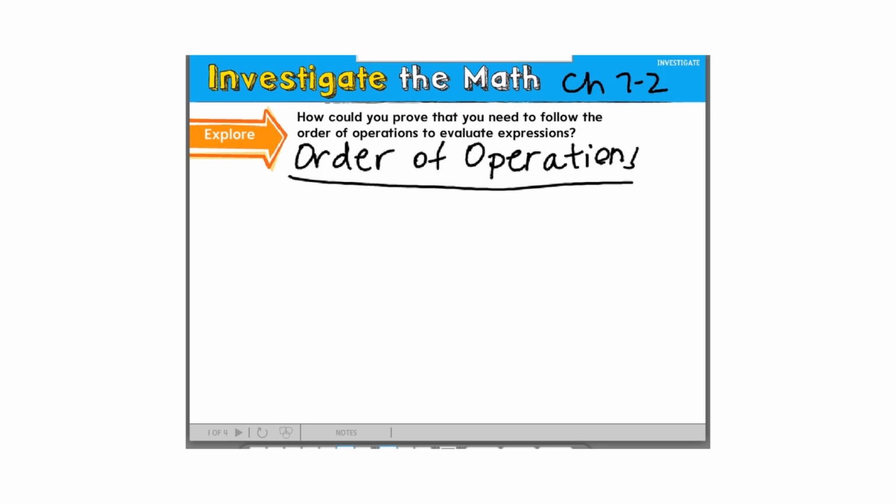So remember what we heard on the song that we just watched. The first thing is parenthesis. I better put the P right there. So P stands for parenthesis. E stands for exponents.